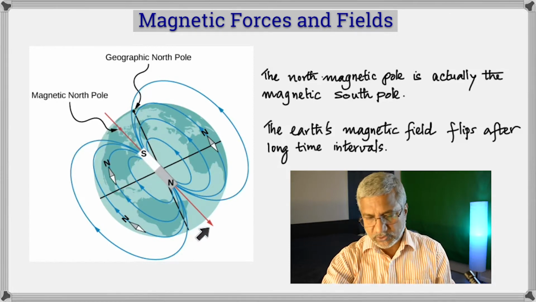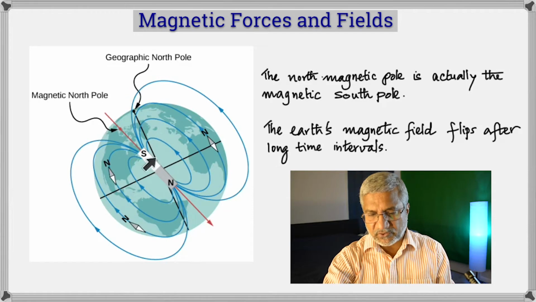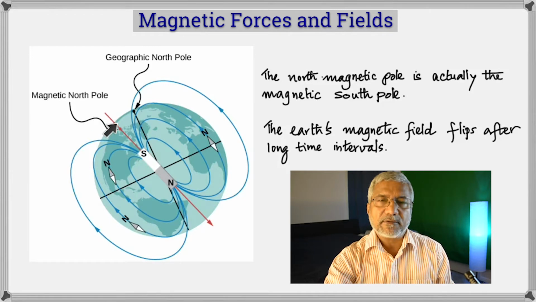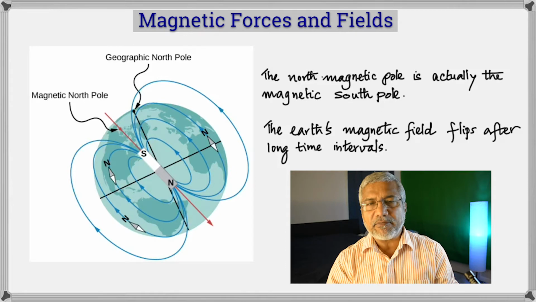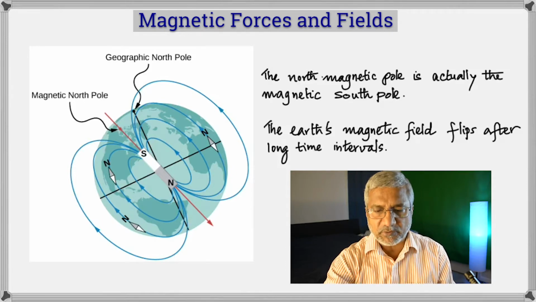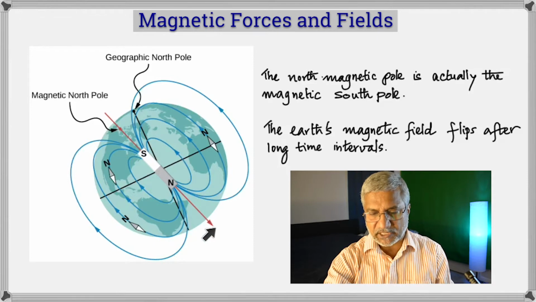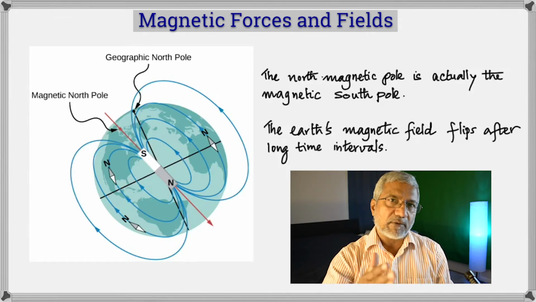Number two, you may have noticed that the south pole of the compass is pointing to the north pole of the Earth. So we have wrongly named the poles. This should have been called the south pole, magnetic south, and this should have been called the magnetic north, because that's how the compass points.